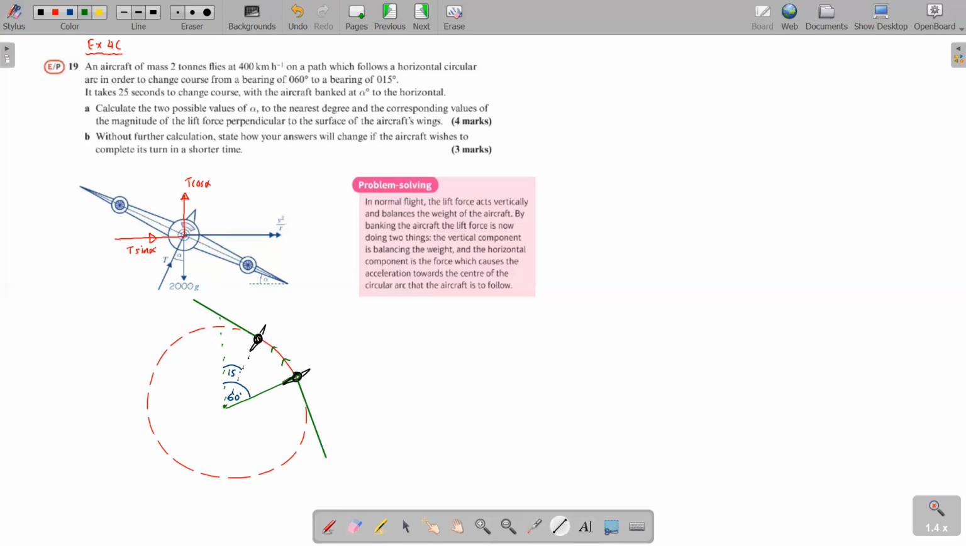Previously the plane was traveling in this path, and after coming to this point, it decides it wants to change its course. To change the course, it banks. So this is the banking diagram. The plane is banked, and then it turns from a 60-degree bearing until it comes to a bearing of 15 degrees. And then after reaching that point, it goes in that path. Do you understand? So that's what's going on here.